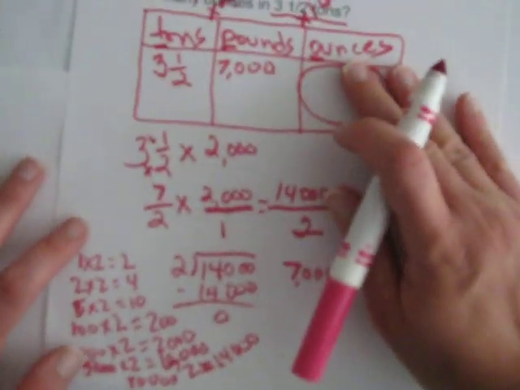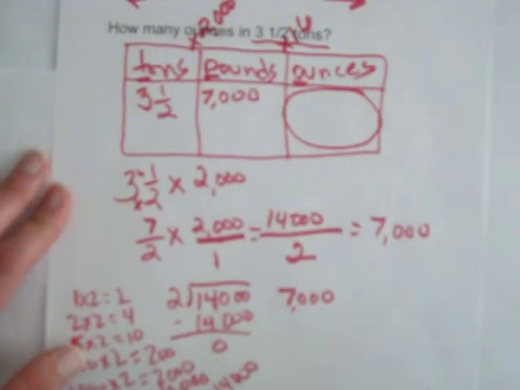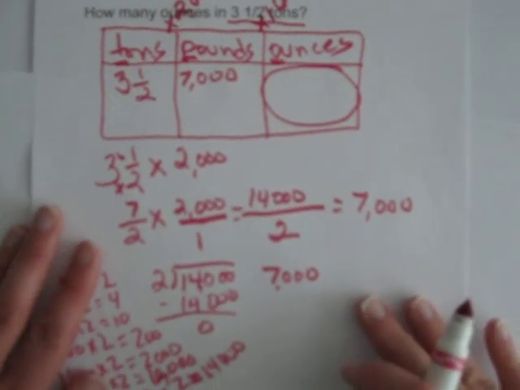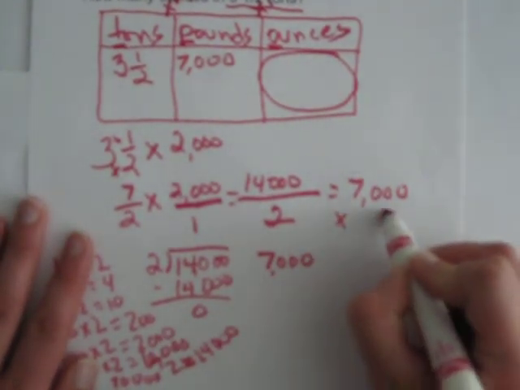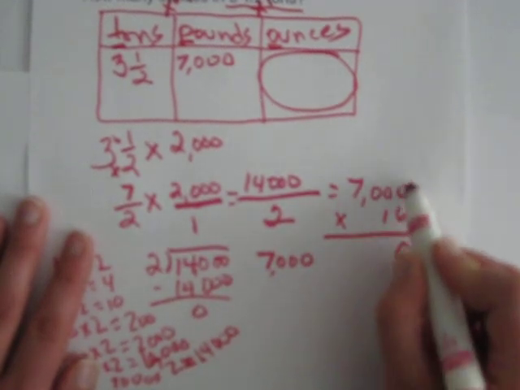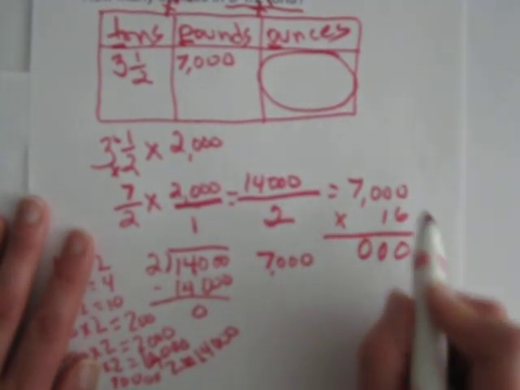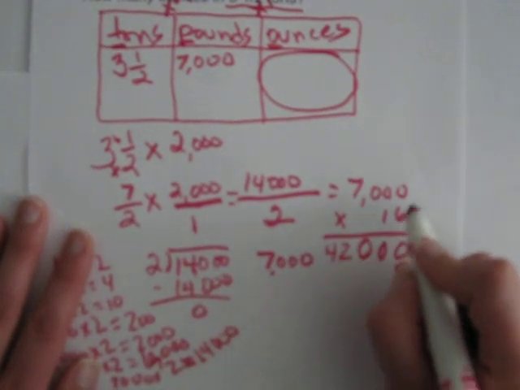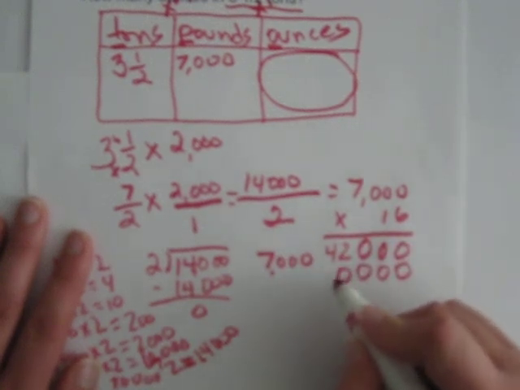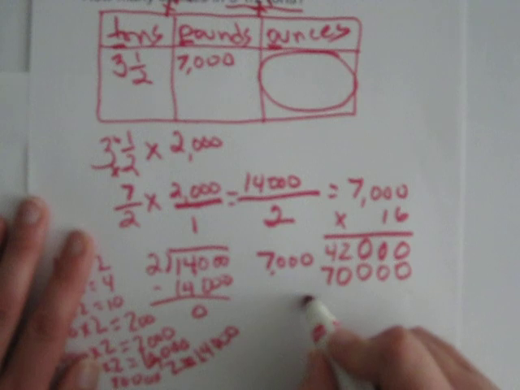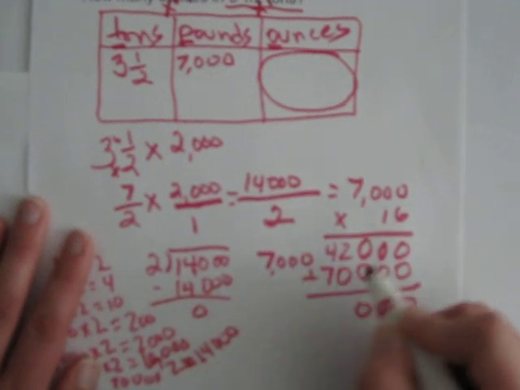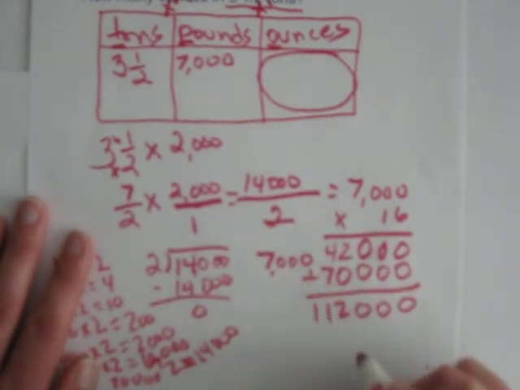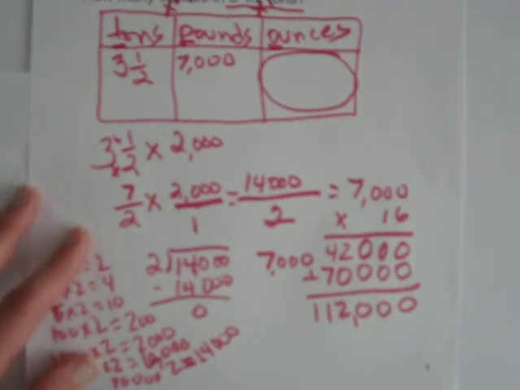So we have that nice 16 up there written to tell us that there are 16 ounces in a pound. So now we have to multiply 7,000 times 16. Okay, so we get 6 times 0 is 0, 6 times 0 is 0, 6 times 0 is 0, 6 times 7 is 42. Put in my placeholder. 1 times 0 is 0, 1 times 0 is 0, 1 times 0 is 0, 1 times 7 is 7. Then I'm going to add it up. 2 plus 0 is 2. 4 plus 7 is 11. That's what I get, but we always have to check it 2 ways when we multiply.